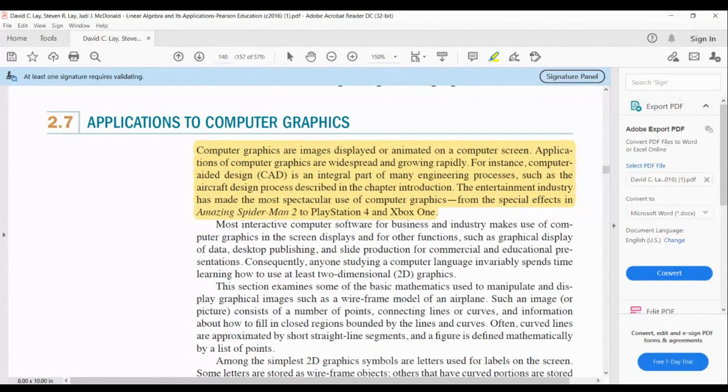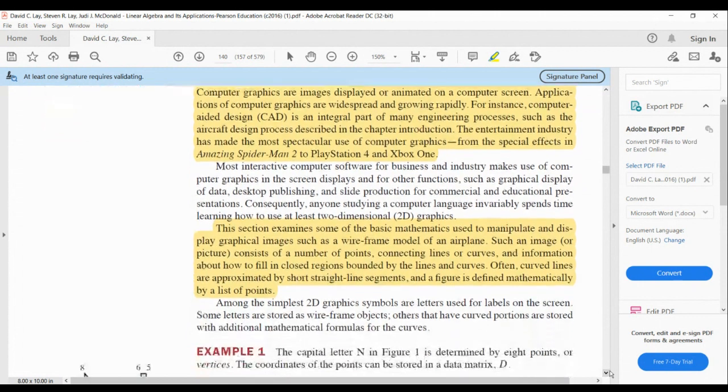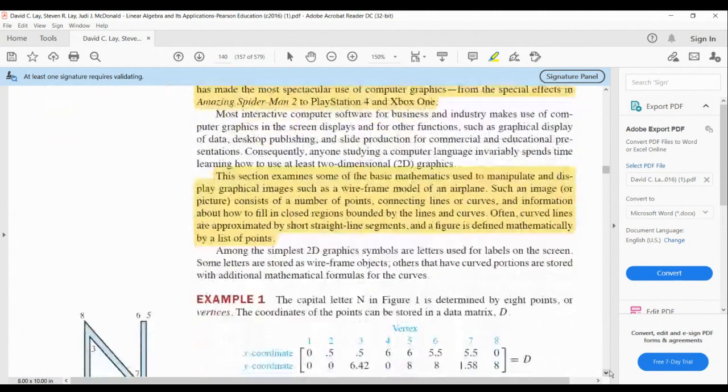So the entertainment industry has made good use of computer graphics, special effects, PlayStation 4, Xbox One. This section is going to examine some of the basics used to manipulate and display graphical images. Okay, so how are we going to use matrices? Let's look at an example.